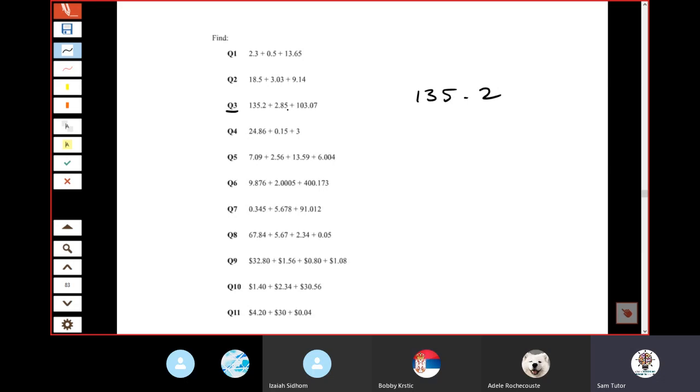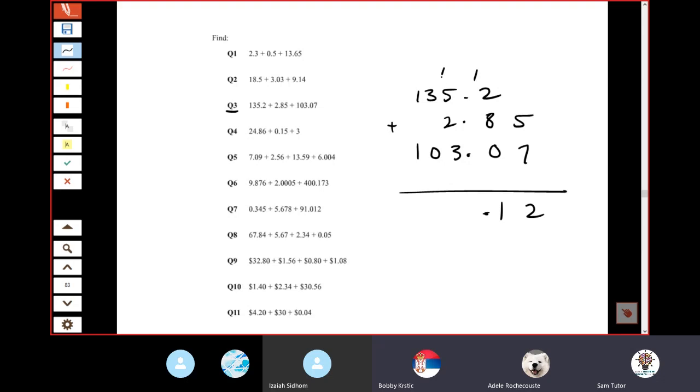135.2, 2.85. That means that becomes 2.85. And 103.07. So 103.07. And then just adding. 7 plus 5 is 12. 2, carry the 1. 8, 10, 11, 1. The decimal, carry a 1. That becomes again.